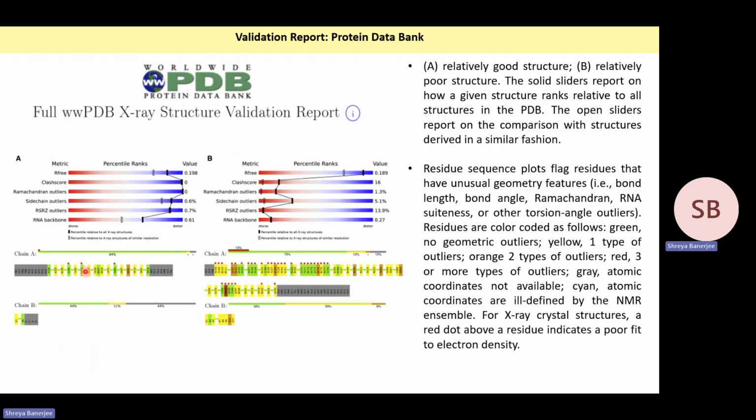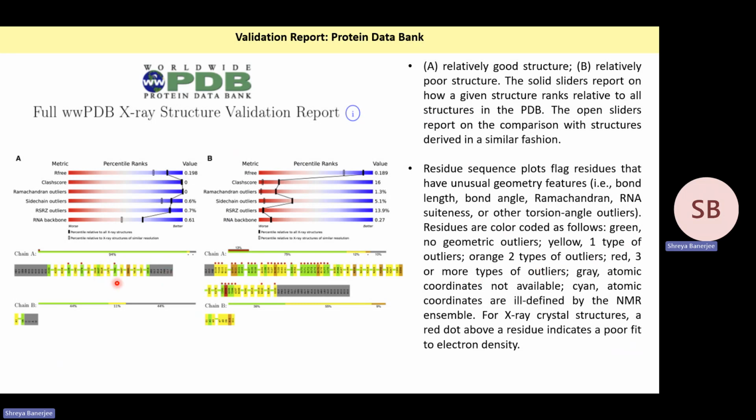Here you can see there are different methods for testing the validity. This is for protein, and in this structure the amino acid sequence is given, and the same for this structure. Now, there are different color codes. When it is yellow, there is only one type of outlier, so one of the validity criteria is not being fulfilled. Orange is when there are two types of outliers. Red is when there are three or more types of outliers.